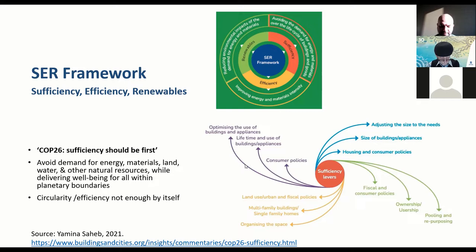And this framework is sufficiency, efficiency, and renewables. But sufficiency comes first in this SER framework, whereas usually sufficiency is the elephant in the room. It's forgotten. And she wrote this paper about COP26. She said, sufficiency should be first. And this sufficiency, the way she defines it, and I would too, is avoiding the demand for energy, materials, land, water, and other natural sources while delivering well-being for all within planetary boundaries. Well-being for all, that's the social foundation we talked about before.